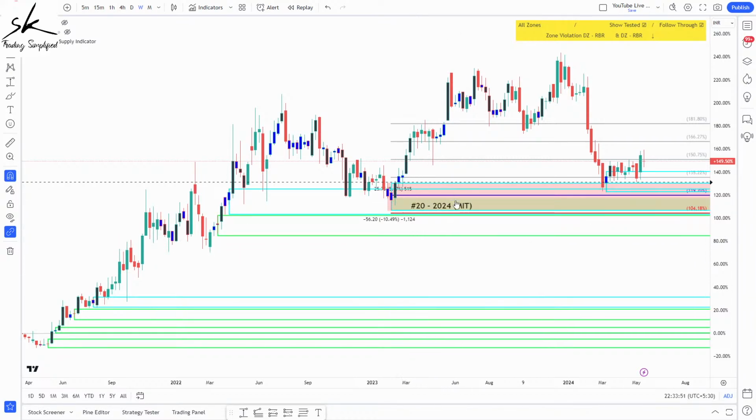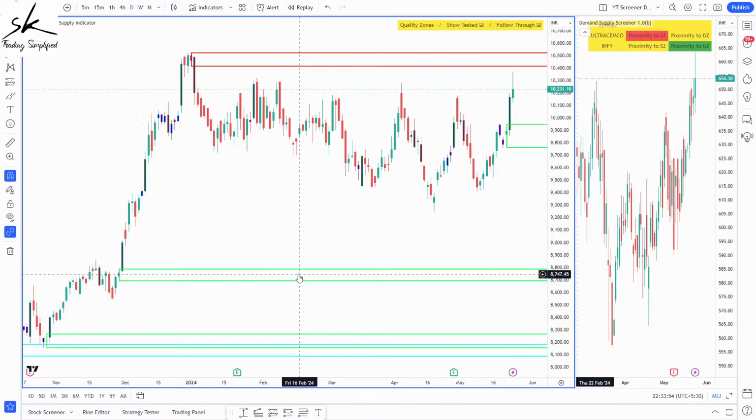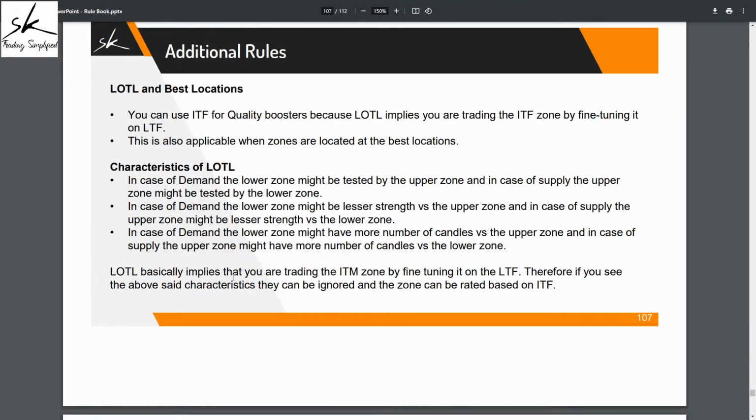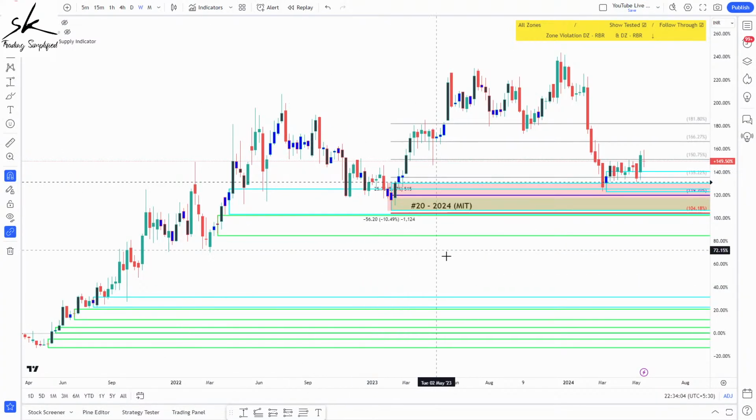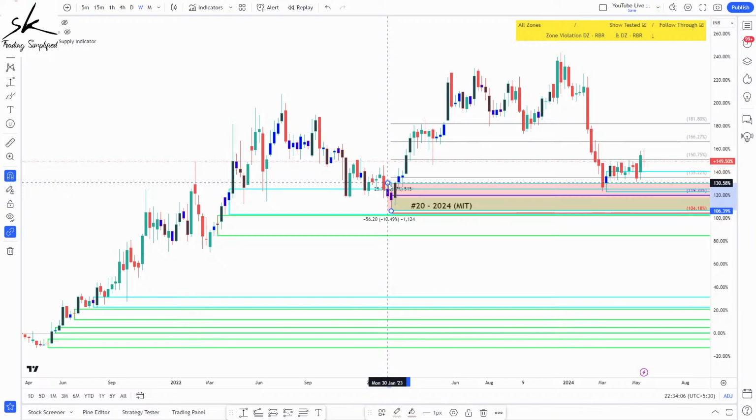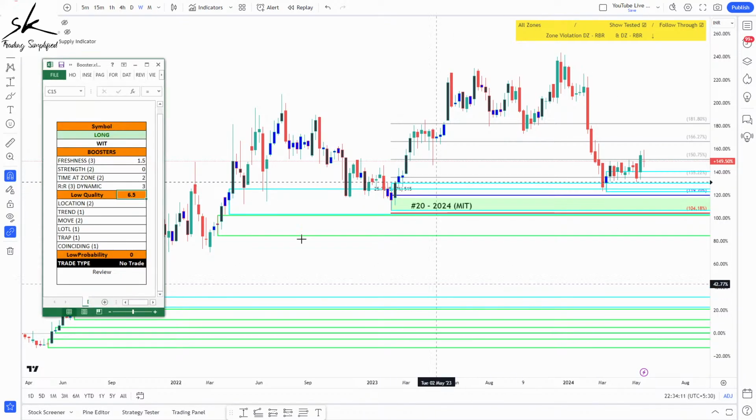So if we see the above set characteristics, we can ignore those characteristics. Can you see? If you see the above set characteristics, they can be ignored, and the zone can be rated based on the intermediate time frame. So what you need to remember here is that whenever you're doing this, you're only doing this to check if any of the score can be upgraded, never for a downgrade. So freshness was 1.5. Here also see that the zone has been tested, so we cannot upgrade this. The zone is not fresh.